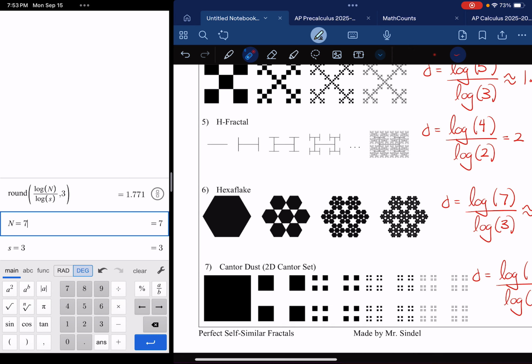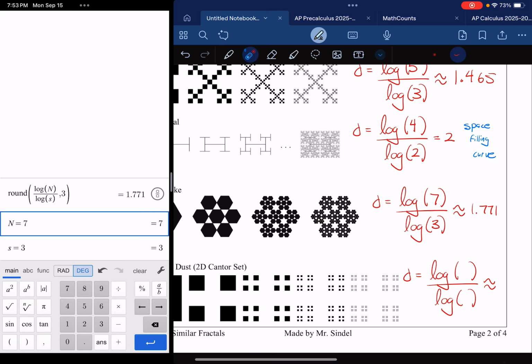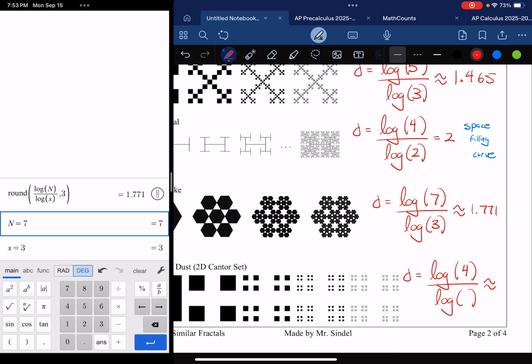So let's try it. We have how many new pieces? We have 1, 2, 3, 4 new pieces. All right. So we have 4 new pieces, and each piece is how big? Well, the original piece is just 1 length, and now for the side length I have 1, 2, 3, so it's 1/3. Take the reciprocal, so that scale factor is 3. So log of 4 divided by log of 3 is 1.262.